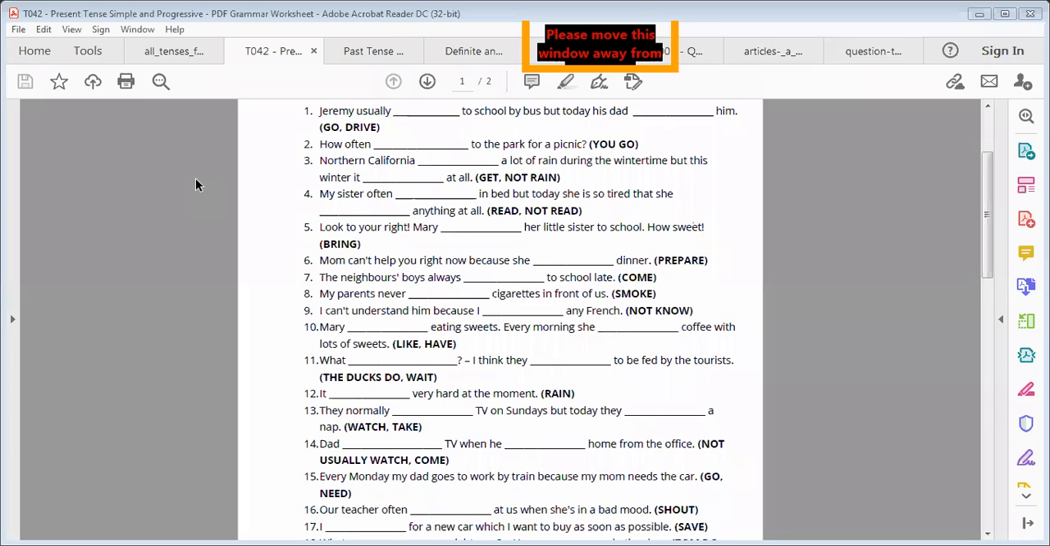Okay, now does goes with he, she, or it. That is, if your subject is third person singular, you are going to use does. And with the rest of the subjects, you will use do. So with I, we, you, and they, you will use do. Yes, Prithvi, have is used with plural subjects and has is used with singular subjects. Correct.